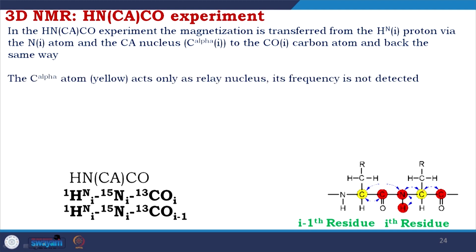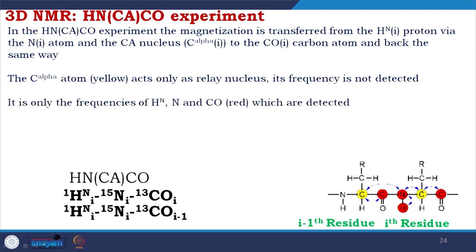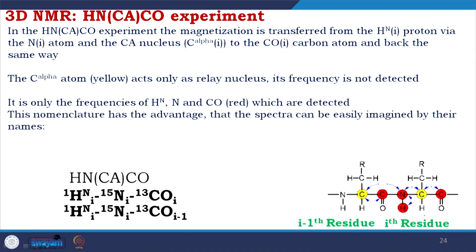The C alpha atom, which is highlighted here in yellow, acts only as a relay nucleus; its frequency is not at all detected. Only the frequencies of HN, N and CO are recorded. So, two carbonyls are recorded. This nomenclature has the advantage that the spectra can be easily imagined by their names. That is what I was talking about.